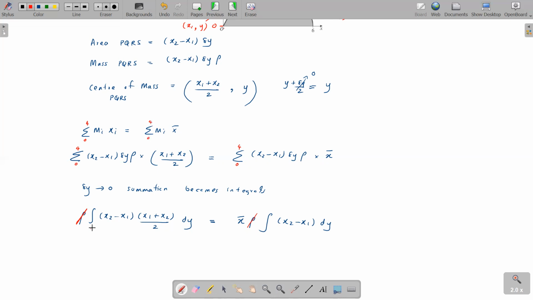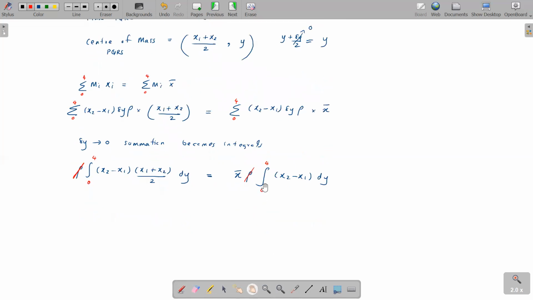Okay, so my integration limits are 0 to 4. And guys, you can see I have now my x bar equation. So x bar is, you can take a half out here, integration x2 minus x1, x2 plus x1. Guys, it's a multiplication of two brackets. So it's x2 square minus x1 square. So multiply it. Okay, difference of two squares. I just took the half out. Divide by integration x2 minus x1 with respect to y. Limits are from 0 to 4.